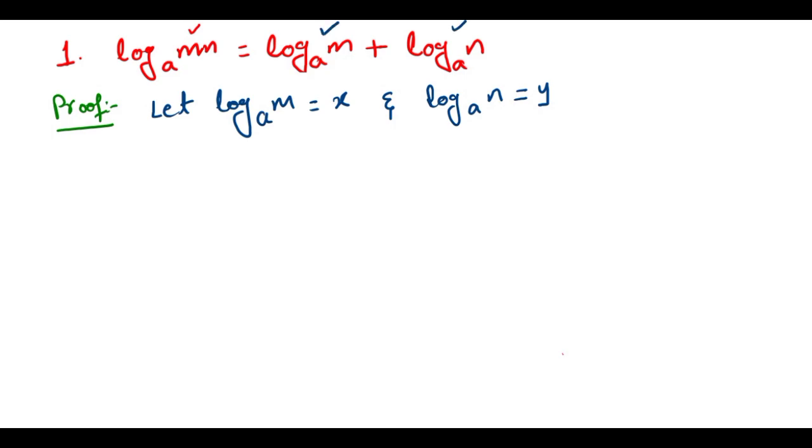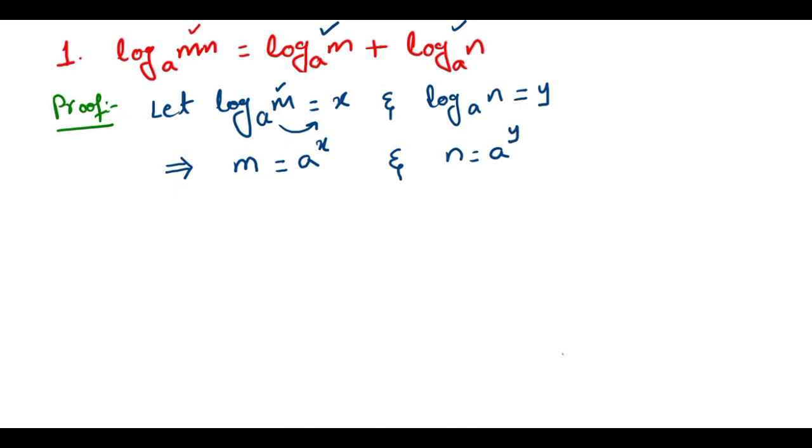So this is the logarithmic form. From this we write the exponential form. You know how to write it in exponential form: m is equal to, observe how I am writing, this one you get as the base, a to the power of x. Similarly here n is equal to a to the power of y.